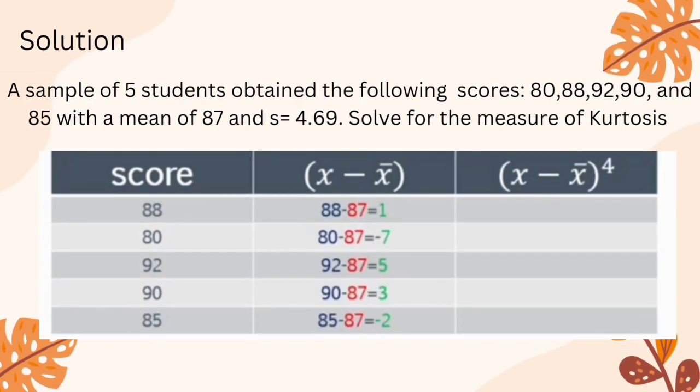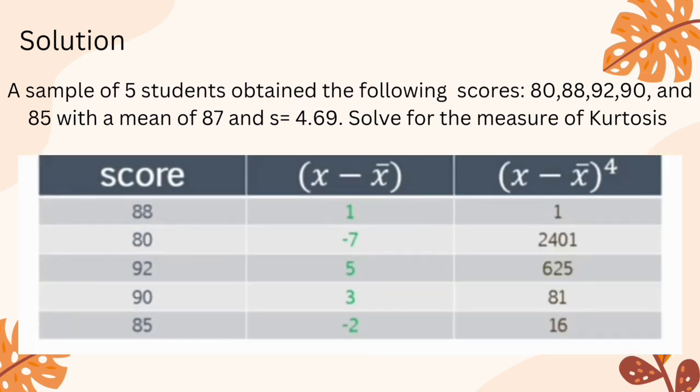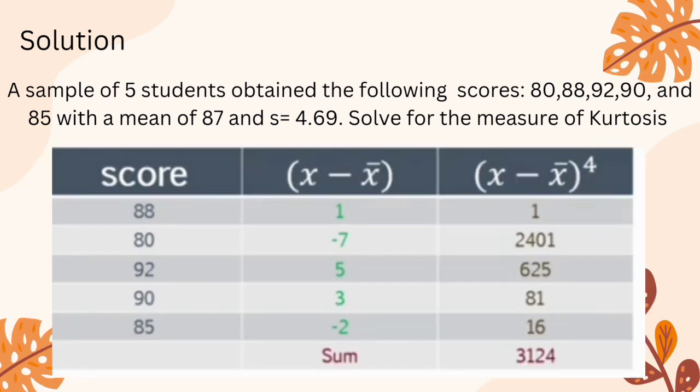So let's start with the table first. We need the difference between the sample data and the mean. Our mean is already given, so 88 minus 87 will be 1, and so on and so forth. Now let's have another column. We will be getting the answer of its fourth power. The fourth power of 1 will be 1, and so on and so forth. Now we need to get the sum. That will be 3124.